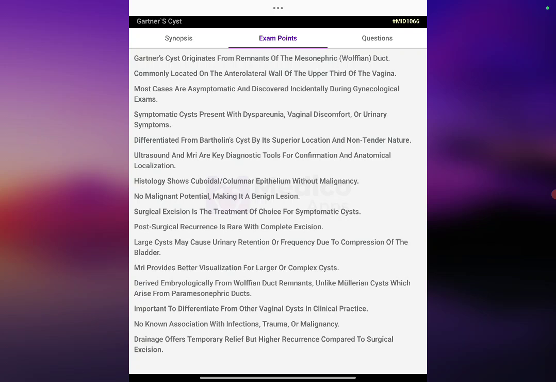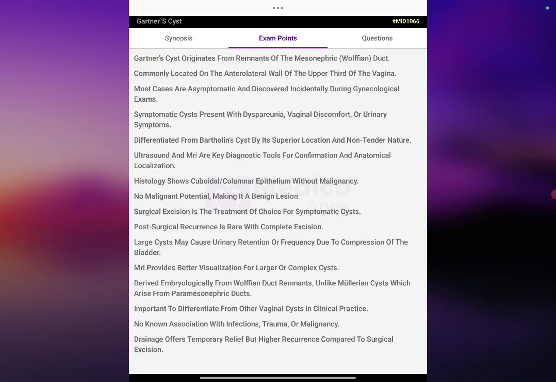Ultrasound and MRI are the key diagnostic tools for confirmation and anatomical localization. Histology shows cuboidal or columnar epithelium without malignancy. No malignant potential, making it a benign lesion. Surgical excision is the treatment of choice for the symptomatic cyst. Post-surgical recurrence is rare with complete excision.